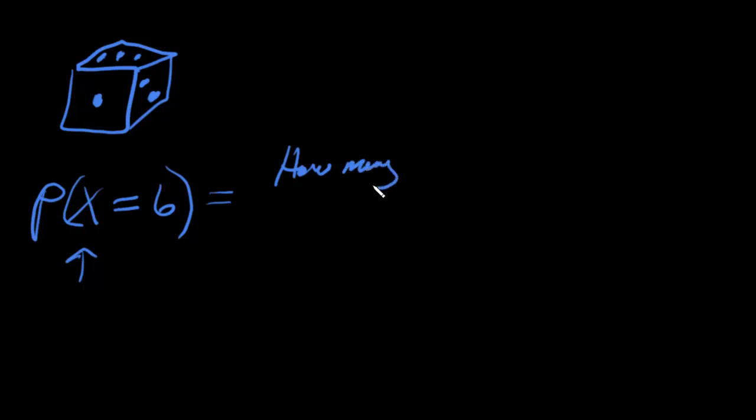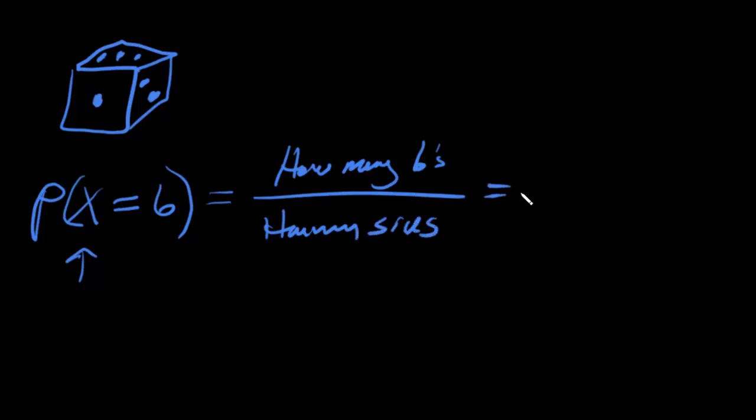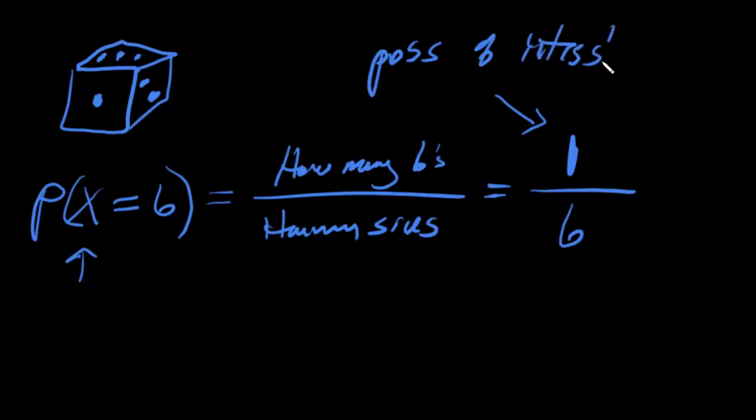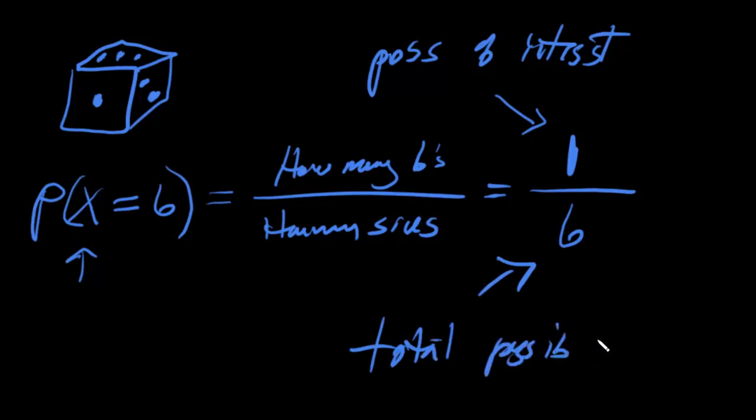sixes divided by how many sides, right? And so how many 6s are there on a die? There is 1 six. Note that I'm not using the number 6, but the total number of 6s that exist on the die divided by the total number of possibilities. So this is my possibility of interest. This is the one I'm interested in. And this is the total possibilities. Okay, that is it. That is classical probability at its simplest form.